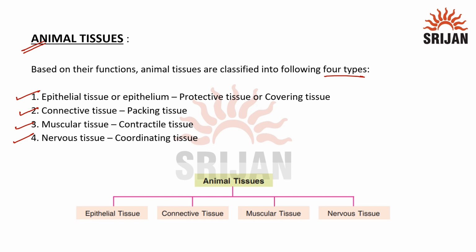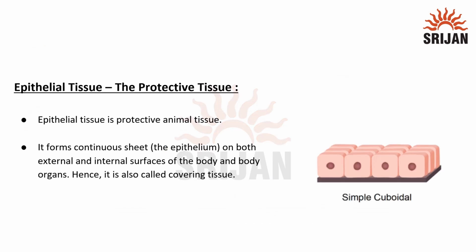So here we can see animal tissues could be classified into four broad categories based on the function. So first is epithelial tissue, second is connective, third is muscular, and fourth is nervous tissue. Let's take a look at them one by one. So the first one that we have is called epithelial tissue.